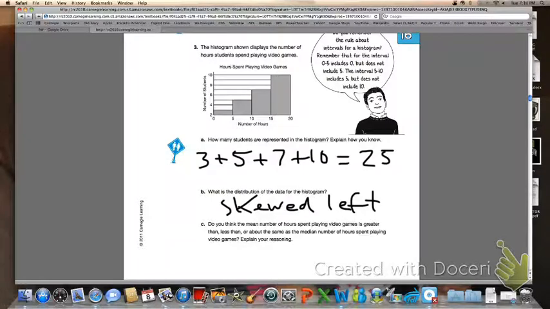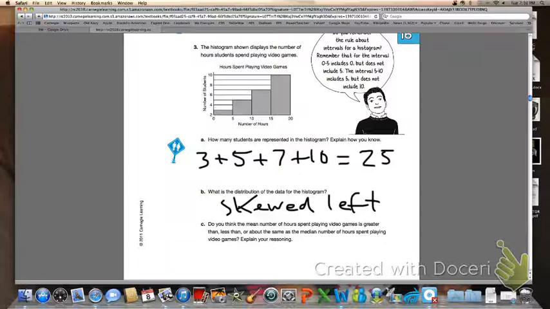If you take a look at the answer for letter A, how many students are represented in the histogram? There are 25 students that are represented. If you take a look at each of the bars, the first bar represents 3, second bar 5, third bar 7, and the last bar 10. So if you add all those together, you get 25.